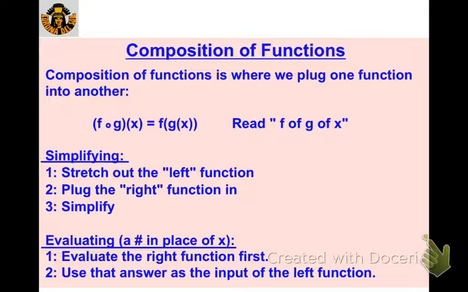Okay, the way we read it is like this. This says f circle, this little thing, that's a circle. So we say f circle g of x is the same thing as f of g of x. Usually when I have a little circle like that, I change it to this right here. So f of g of x is the way that I like to write it. So f of g of x, again, is how you say it.